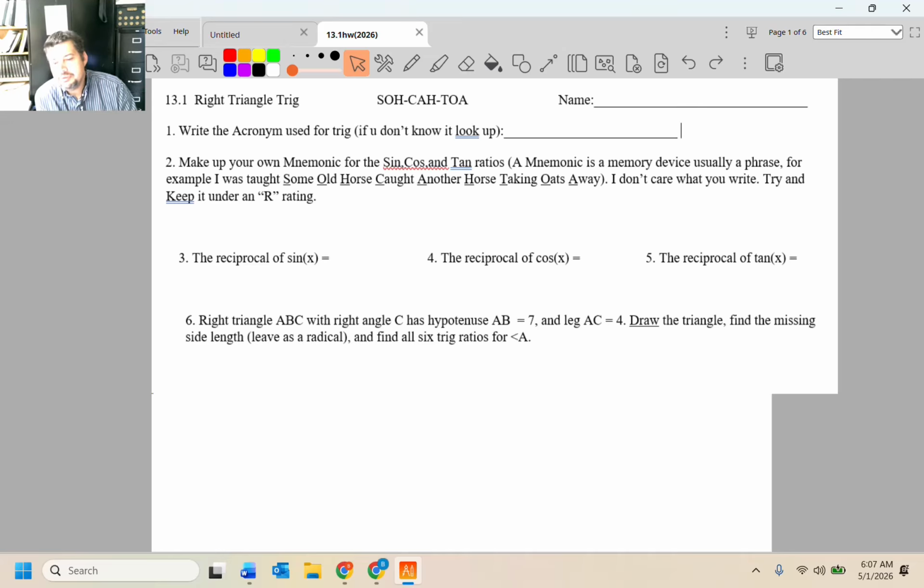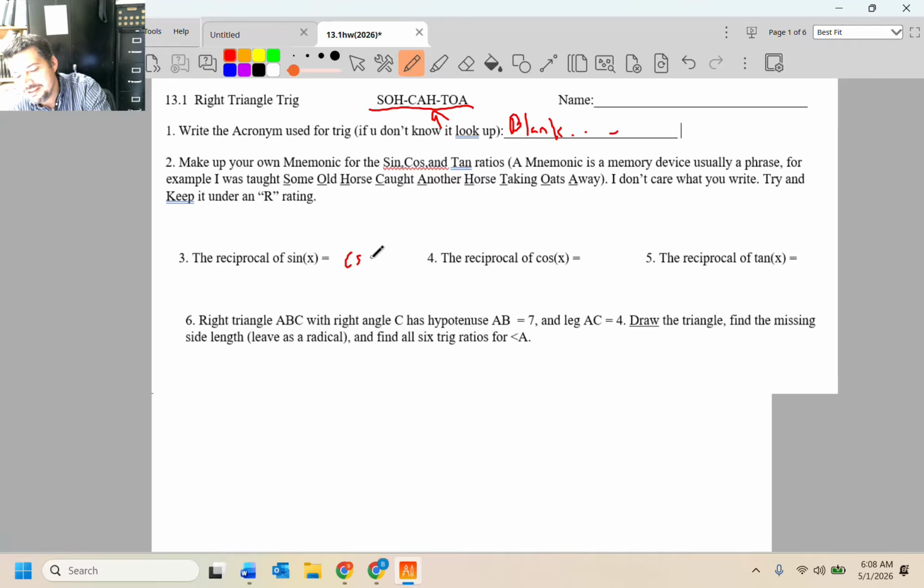13.1, right triangle trig, aka SOHCAHTOA, which is funny, because how many kids, if you don't know it, look up. This will be left blank by so many kids. Anyways, historically, when I look at this homework, 3, 4, and 5 are blank. The reciprocal of sine, it's in your notes.